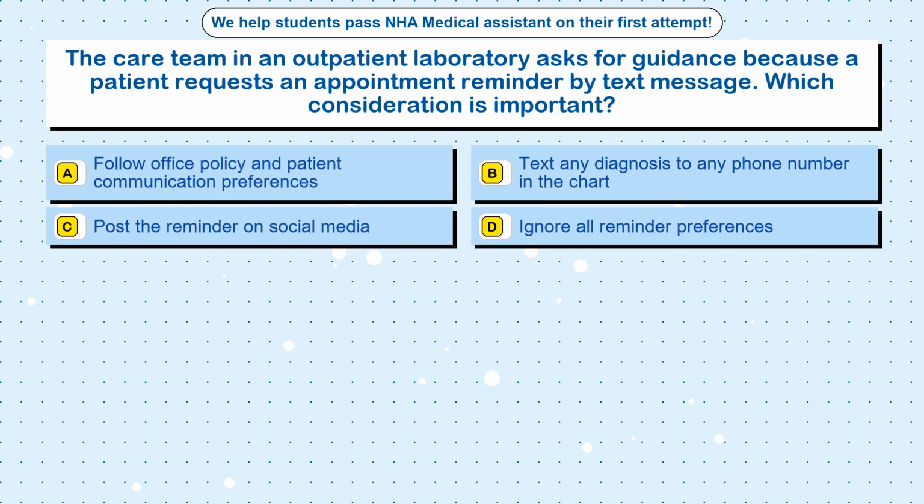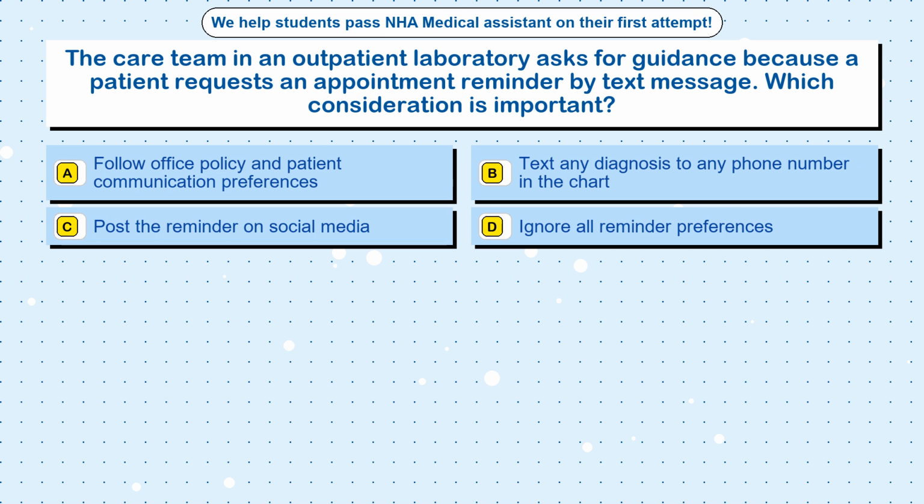Question 41. The care team in an outpatient laboratory asks for guidance because a patient requests an appointment reminder by text message. Which consideration is important? Option A. Follow office policy and patient communication preferences. Option B.